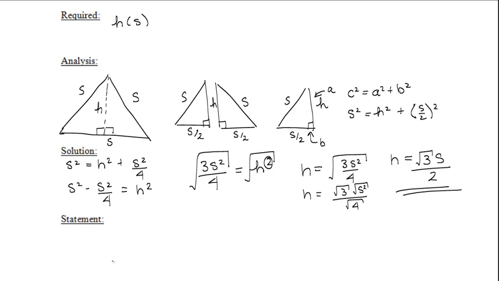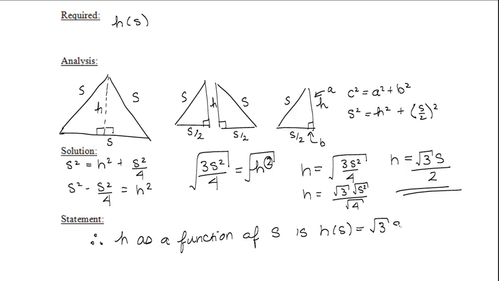So now you have to do your therefore statement. So it's going to be therefore h as a function of s, h of s, is equal to the square root of 3 times s over 2. So that is how you solve this word problem.